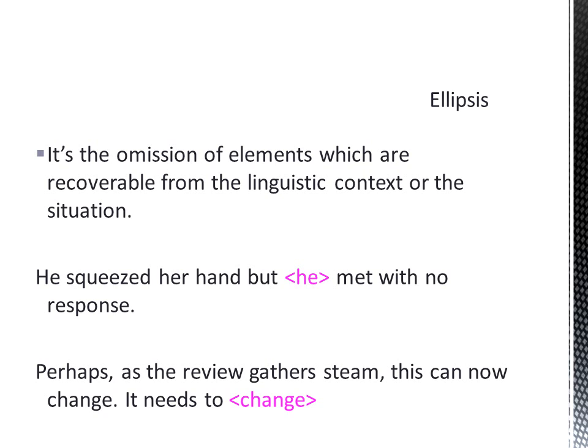Ellipsis is where elements have been removed from the text, but they're there in meaning. So, he squeezed her hand but met with no response. That he is part of what's supposed to be in there, but we don't need to have it. Perhaps as the review gathers steam, this can now change. It needs to. And what's implied there is it needs to change.